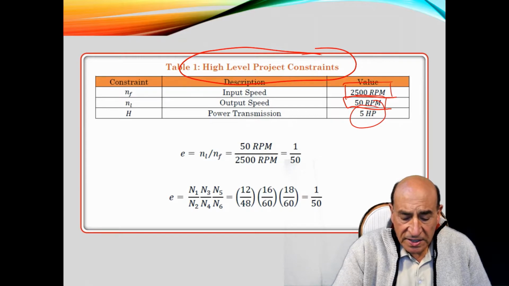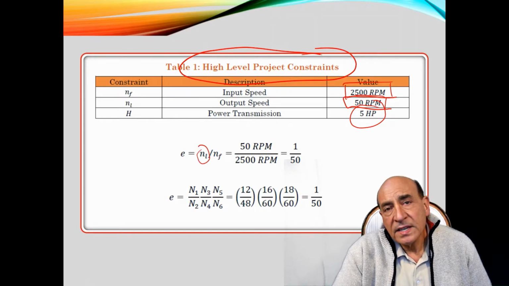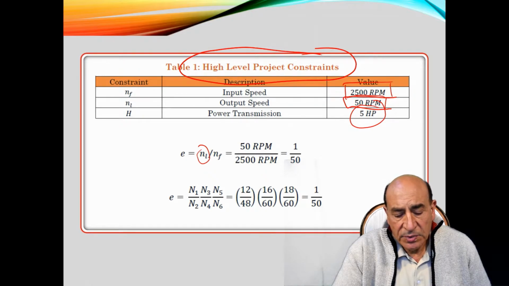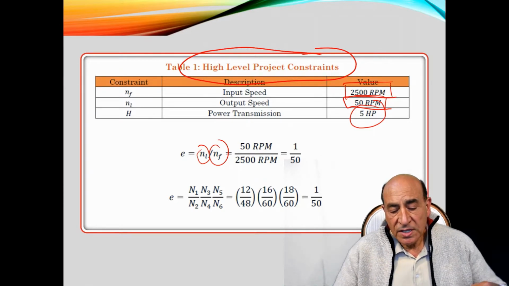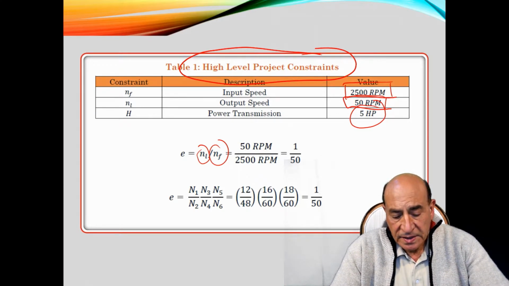So the gear train ratio is defined as the number of revolutions for the output divided by the number of revolutions for the input. So in this case, we have, I have to read it correctly here.